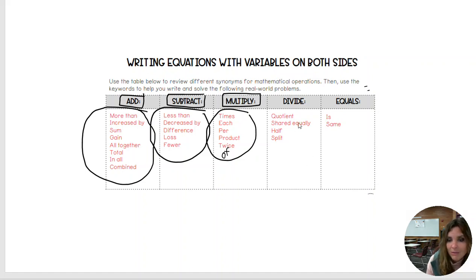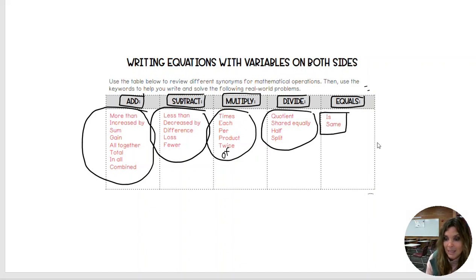And then for divide, we have quotient, shared equally, half, and if you have half of something, that's the same as dividing by 2, and then split. So these are some different ways to say division. And then these two words right here, is and same, are going to help us to know where our equal sign needs to go when we write our equation.